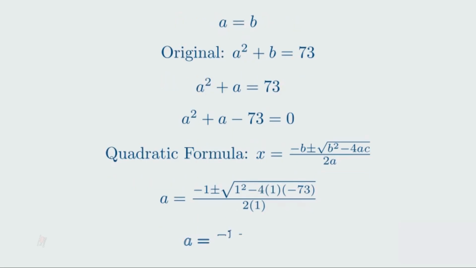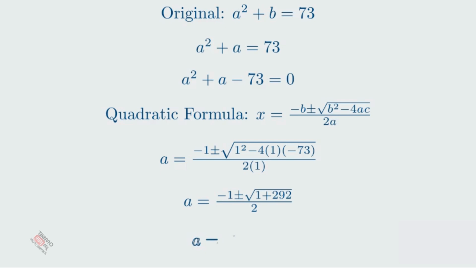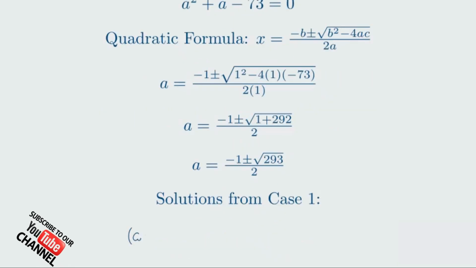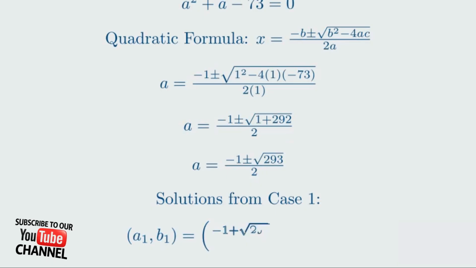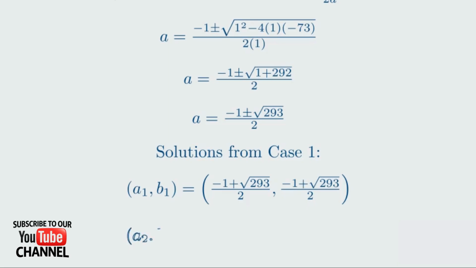Now, let's simplify the expression under the square root, which is called the discriminant. 1 squared is 1, and -4 times negative 73 is 292. So the discriminant is 1 plus 292, which equals 293. This gives us our two solutions for a in this case. Since we know a equals b, we now have our first two pairs of solutions. Our first solution is a equals b equals (-1 plus the square root of 293) all over 2. And our second solution is a equals b equals (-1 minus the square root of 293) all over 2. We've now found two solutions.